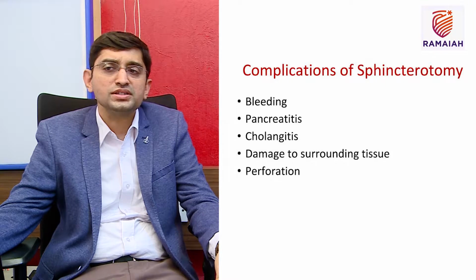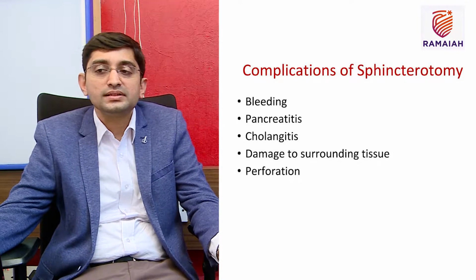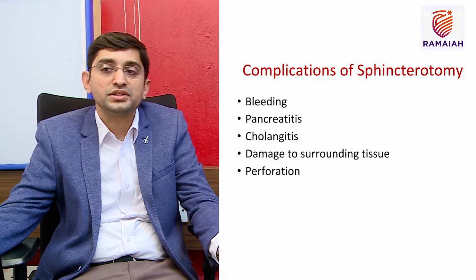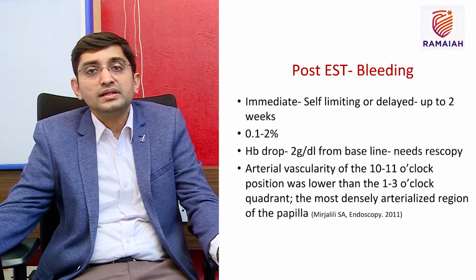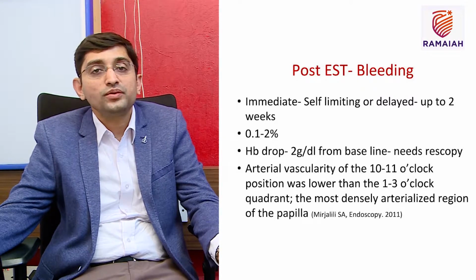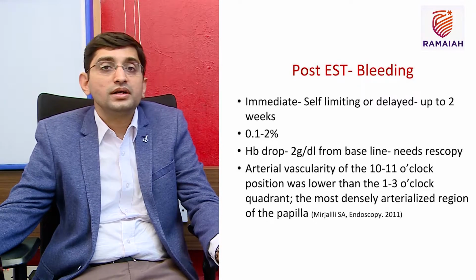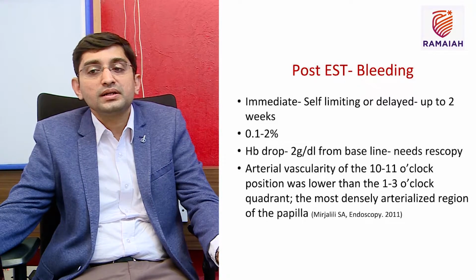What are the complications of sphincterotomy? Bleeding, pancreatitis, cholangitis, damage to the surrounding tissue, and perforation. Post-sphincterotomy bleeding, this is immediate. It can be self-limiting or it can be delayed up to 2 weeks. Around 0.1 to 2% chance of bleeding can be there. Hemoglobin drop can be minimal or it can drop significantly, up to 2 gram per liter.